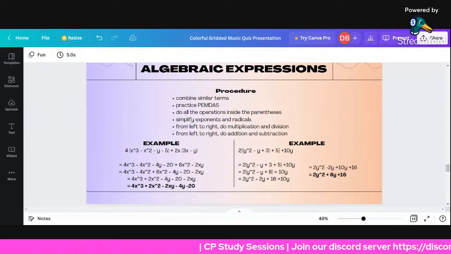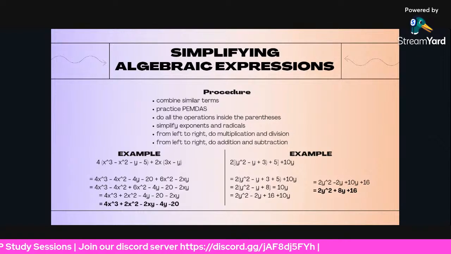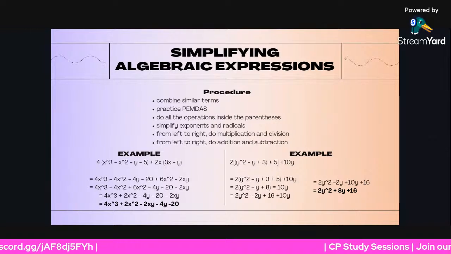Wait a moment, let me stop sharing first because the presentation had a technical difficulty. Since the first example is clear, thank you for correcting me on the typo. Let's proceed to the next example.